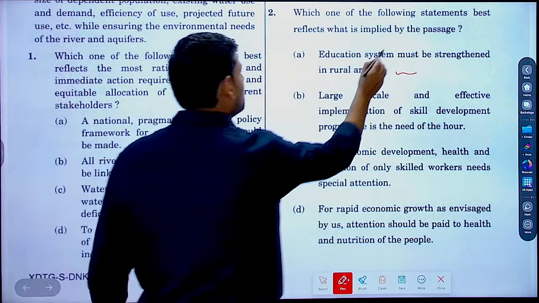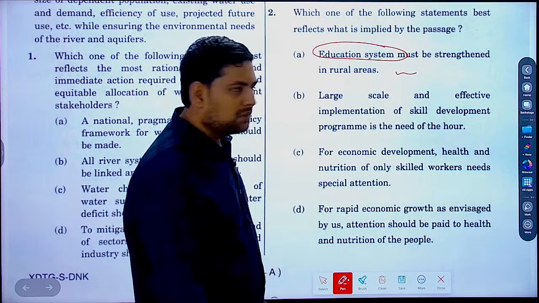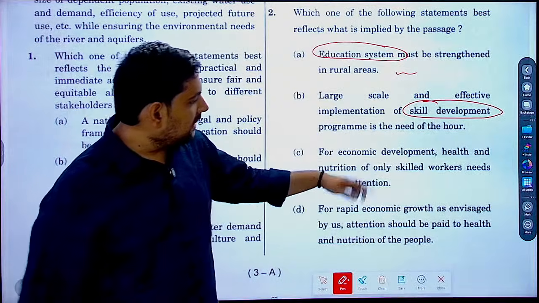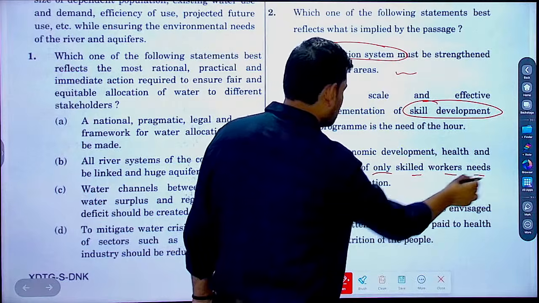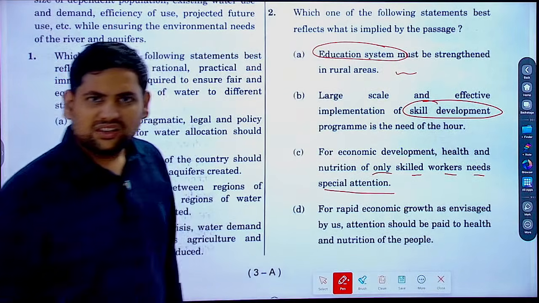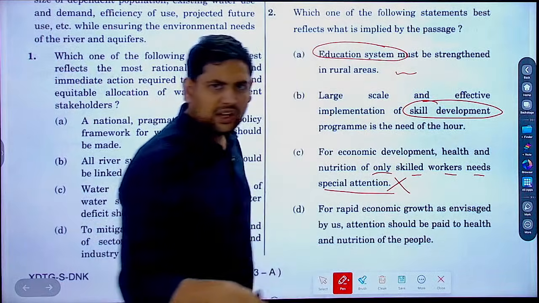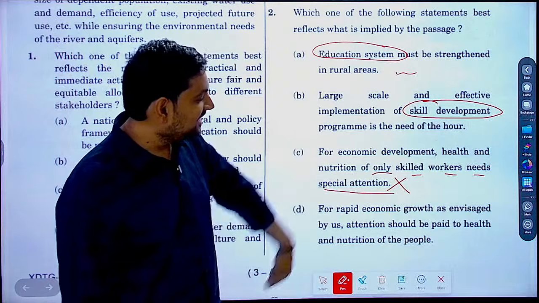So either it is about education system, then large scale and effective implementation of skill development program is the need of the hour, or it is about skill development, or for economic development, health and nutrition of only skilled workforce needs special attention. Isn't this too discriminatory? Correct. Only skilled workers. Why? Unskilled workers are not human. Their health is not health. Huh? So this is cancelled out.